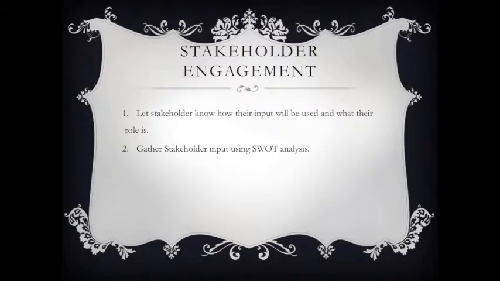In the stakeholder engagement section of the process, there are several very important steps that need to be completed. The first is to let stakeholders know what their role is. The second step in the process is to gather stakeholder input in the form of SWOT analysis.